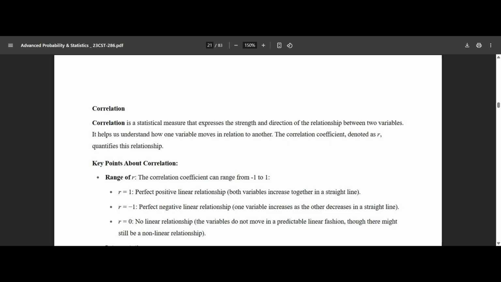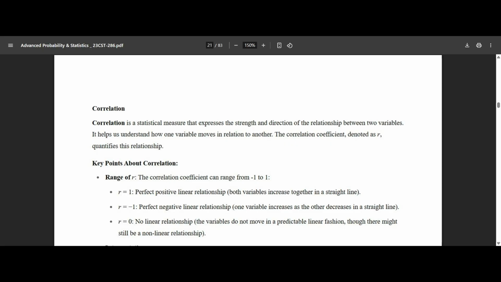Correlation is a statistical measure that expresses the strength and direction of the relationship between two variables. So suppose the speed of a car, the distance a car is covering and the time it's taking. So both of them contribute to the velocity of the car. So we calculate the correlation between the two variables. So what are the key points about correlation?